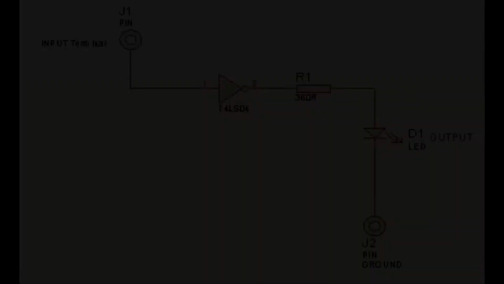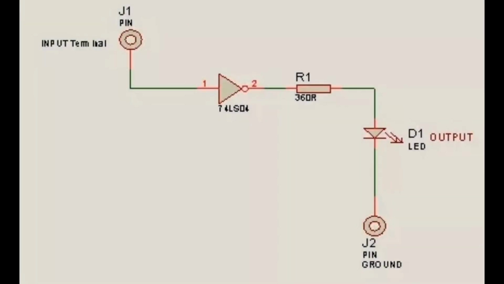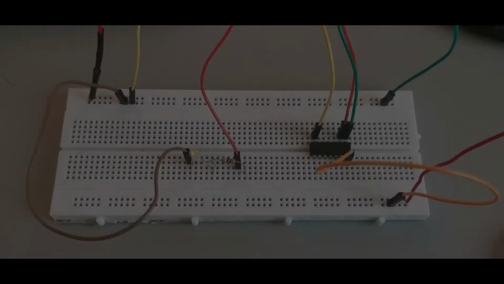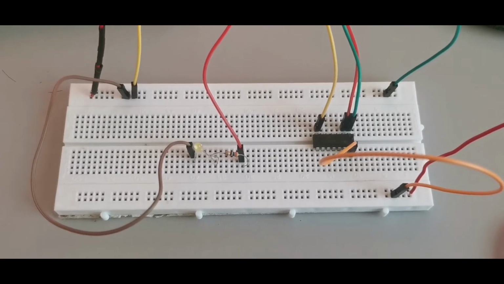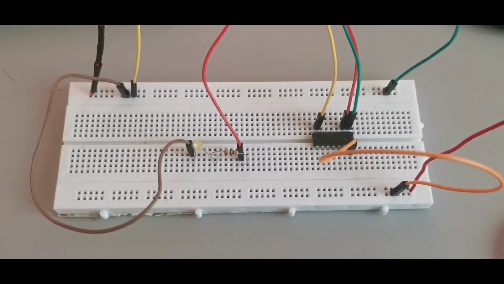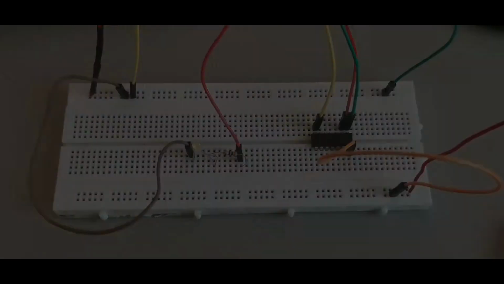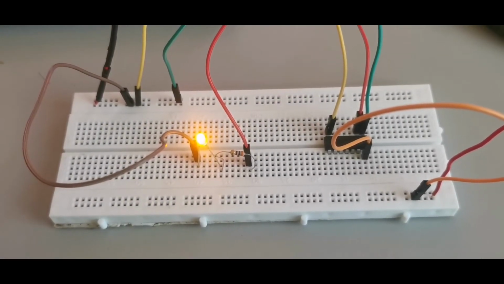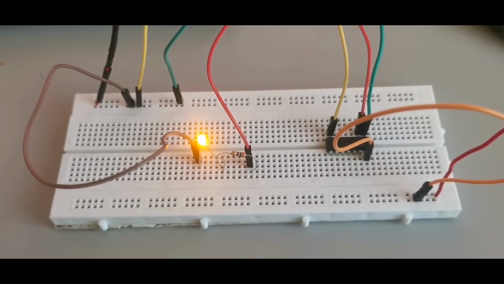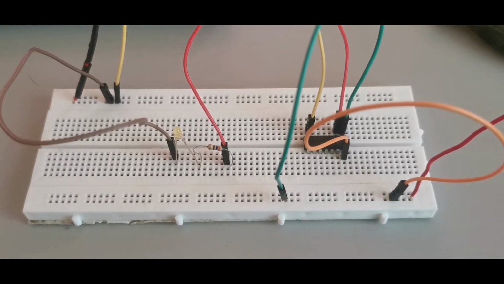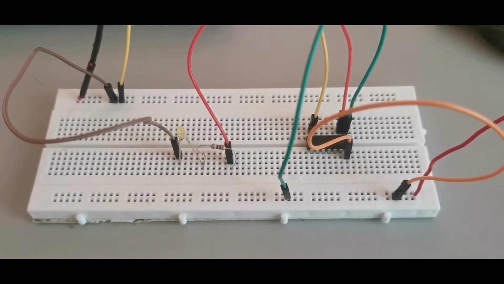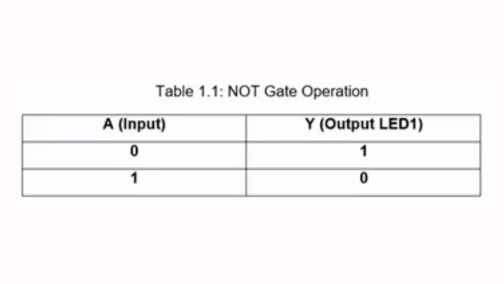Single inverter circuit. For the first part, we will follow this diagram to construct the circuit for the NOT gate. The NOT gate is a digital logic gate with one input and one output that performs an inverter operation on the input. If terminal A is at logic 0, the output is 1. And if terminal A is at logic 1, the output is 0. The output of the NOT gate will be the opposite or the counterpart of the input. That's why it is called NOT.